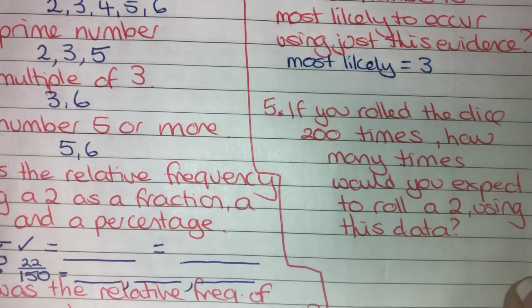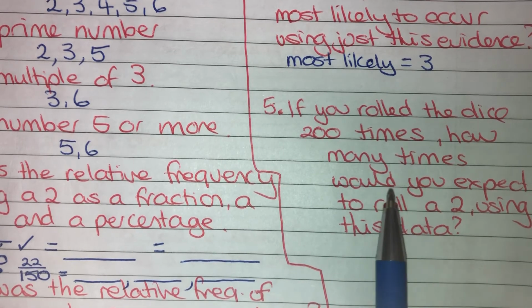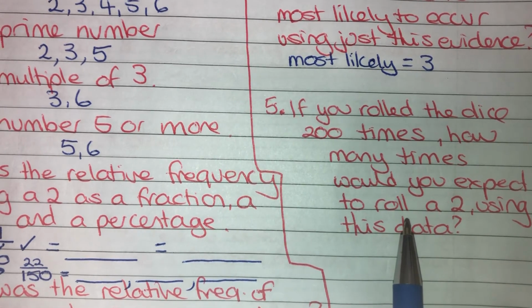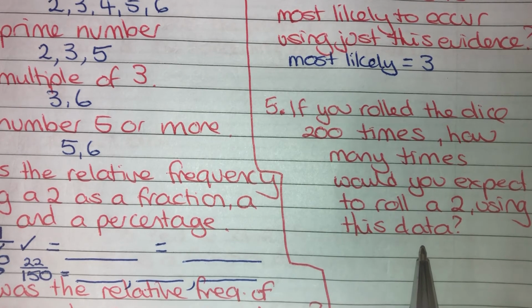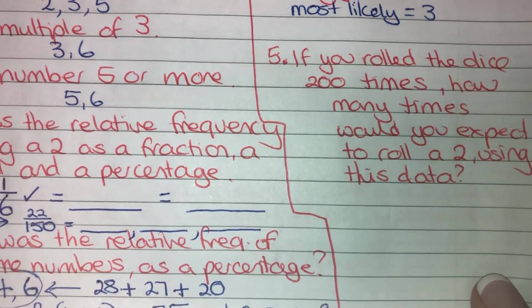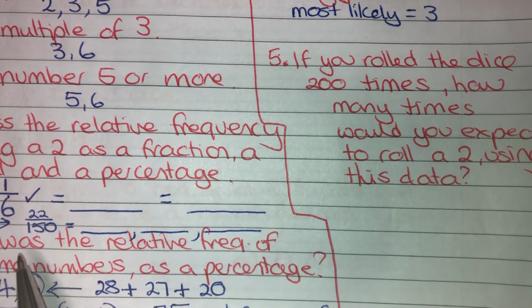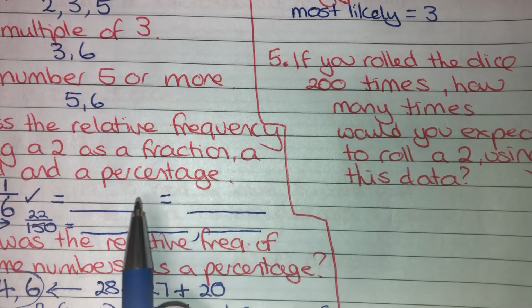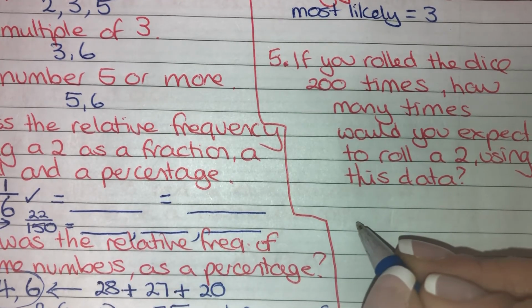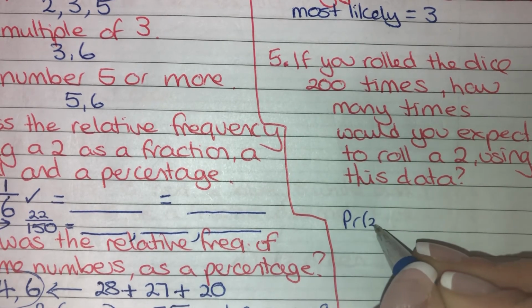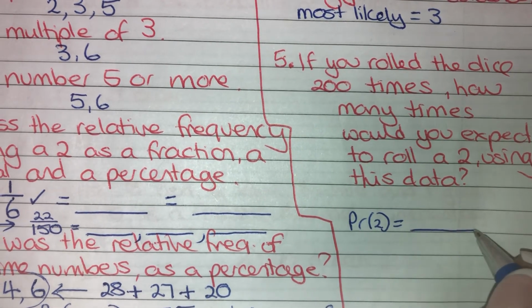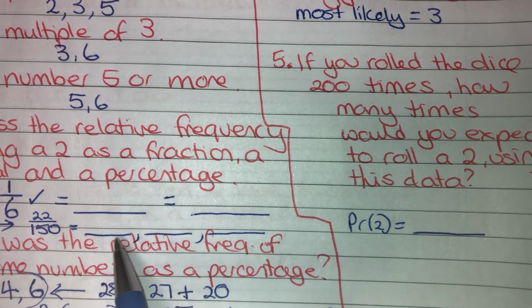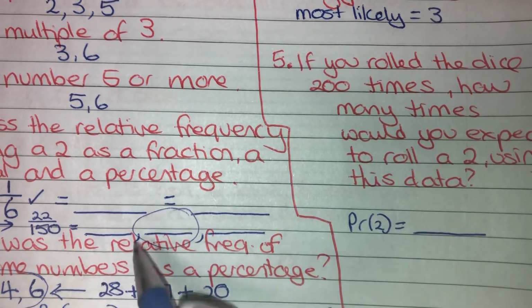Okay, and the last one, if you rolled the dice 200 times, how many times would you expect to roll a 2? Okay, using this data. Now, this is a tricky one too. So first of all, we have to go back to this question over here and we can use maybe the decimal that you found. I would like you to use this decimal that you found. So probability of getting a 2 is equal to what? As the probabilities from over here, the decimal answer that you got.